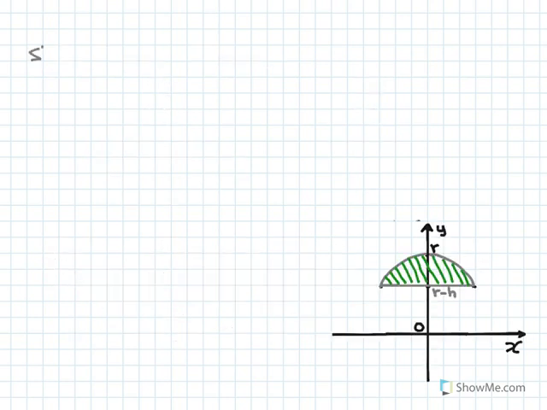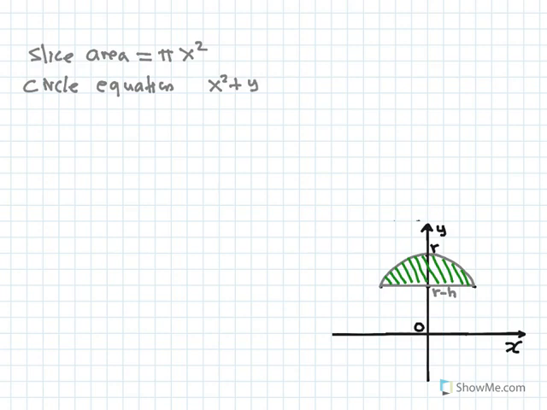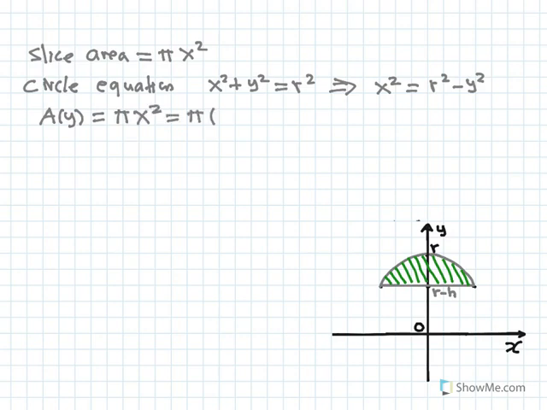So the slice area is equal to pi x squared. The circle equation relates x and y: x squared plus y squared is equal to r squared. Isolating for x squared, we get x squared is equal to r squared minus y squared. For the cross-sectional slice as a function of y, we start with pi x squared. Solving for x squared in terms of y, we get pi times r squared minus y squared.